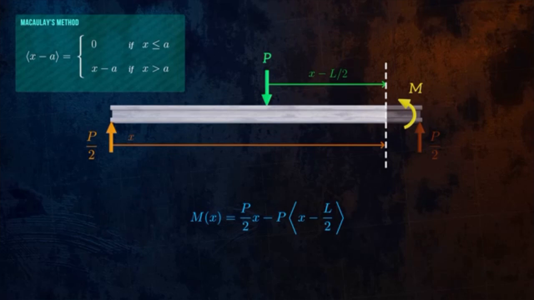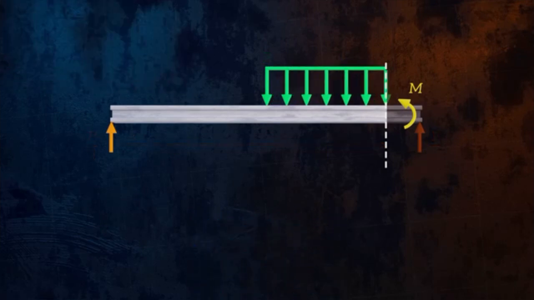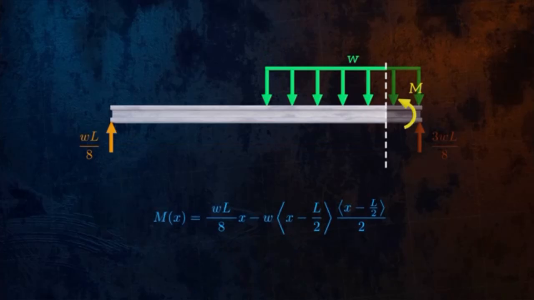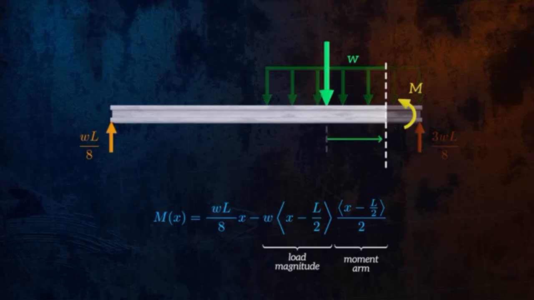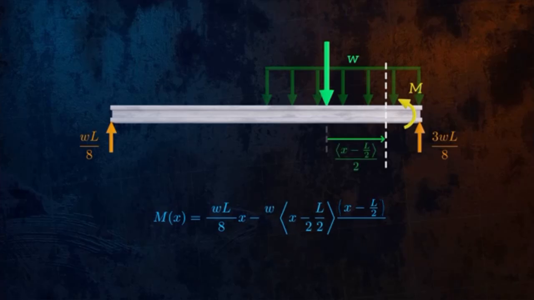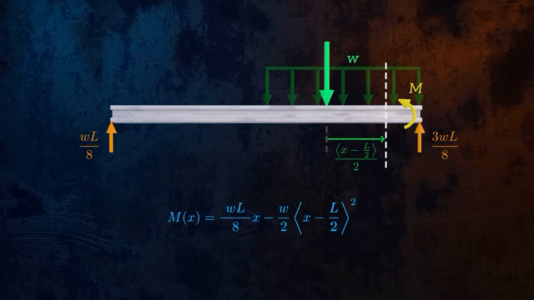The same thing works for distributed loads, although it's slightly different. When using Macaulay brackets for a uniformly distributed load, the bracket has to appear twice, once in the magnitude of the load and once in the moment arm. The moment arm is the distance to the center of the distributed load, so is equal to the length over which the load is applied, divided by 2. And so we get this expression, where the Macaulay bracket is squared, and the distributed load is divided by 2.